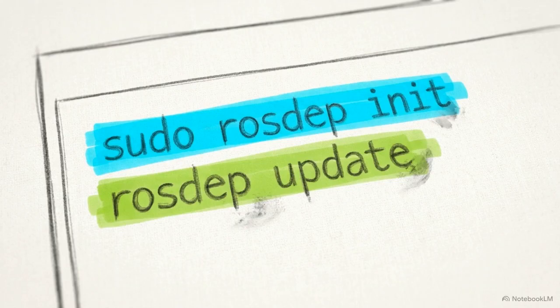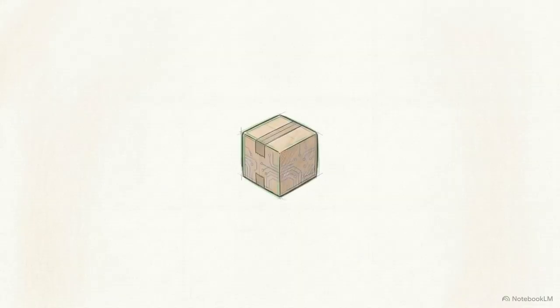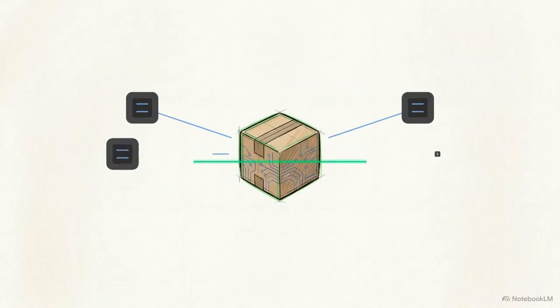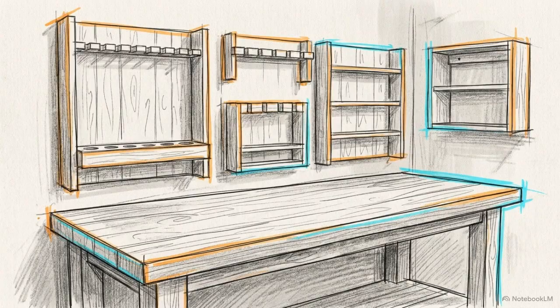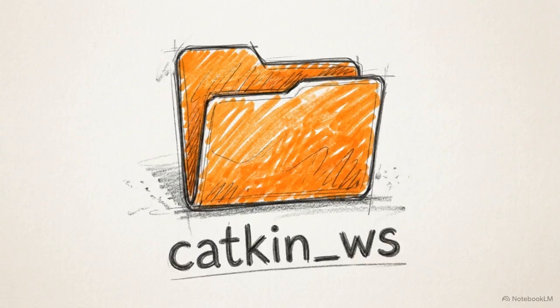Once the installation completes, initialize and update a tool called ROSDEP. This utility scans your intended build and automatically installs any hidden system dependencies your software needs to run. With ROS installed, you need a place to work. In this framework, all custom code lives in a dedicated directory called a Catkin workspace.